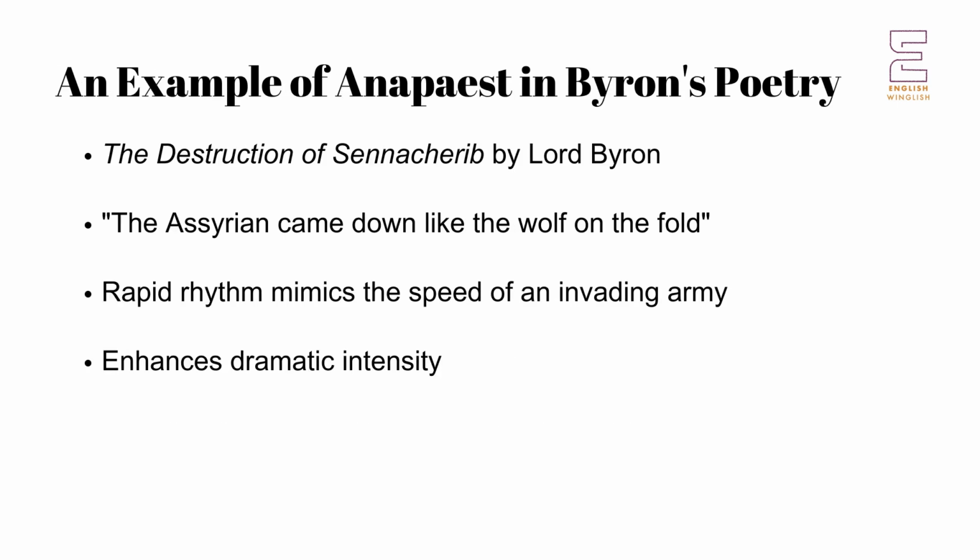An example of anapaest in Byron's poetry. A famous example of anapaest rhythm can be found in Lord Byron's poem The Destruction of Sennacherib, where the meter reflects the swiftness and power of an army in motion. "The Assyrian came down like the wolf on the fold, and his cohorts were gleaming in purple and gold." In this excerpt, the rapid rhythm mimics the speed of the invading army, enhancing the poem's dramatic intensity.